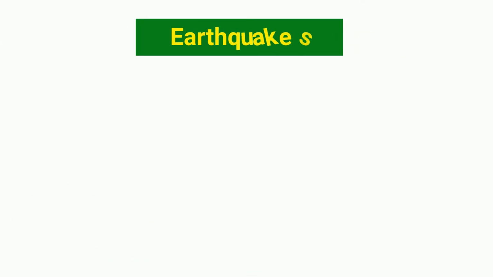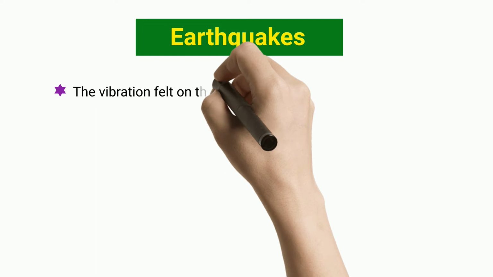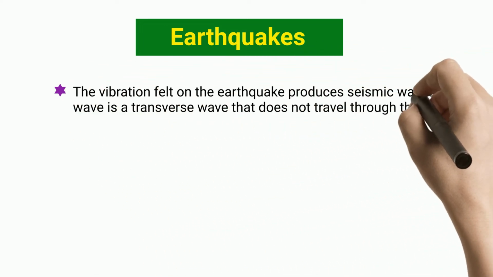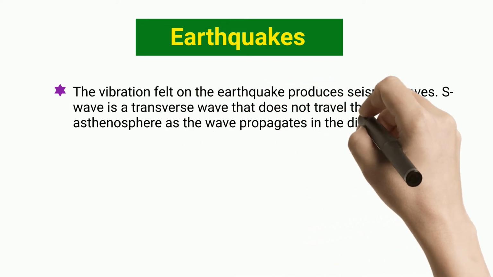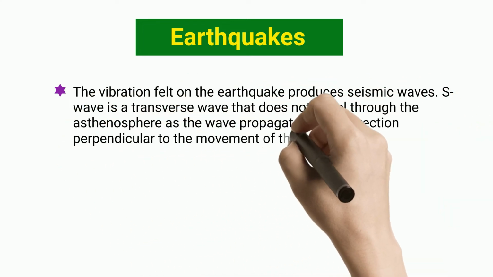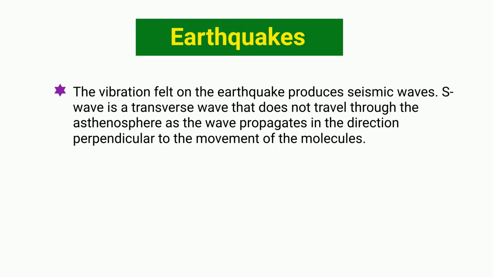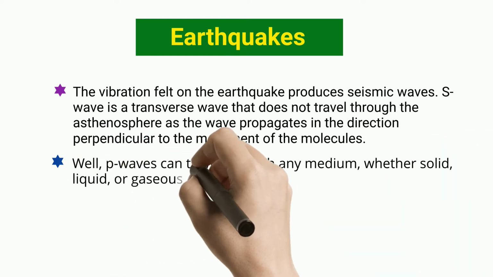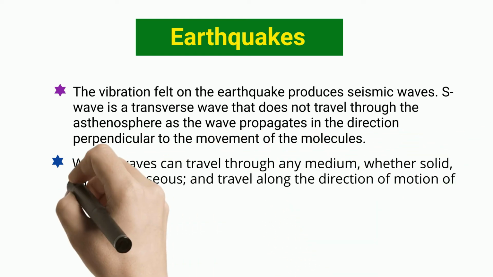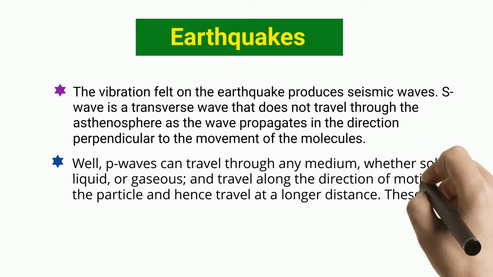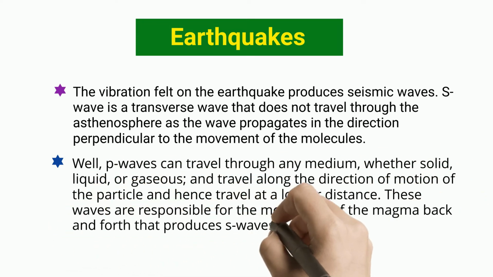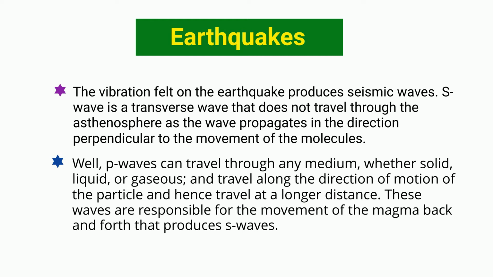Earthquakes. The vibration felt in an earthquake produces seismic waves. The S-wave is a transverse wave that does not travel through the asthenosphere, as the wave propagates in the direction perpendicular to the movement of the molecules. Whereas P-waves can travel through any medium, whether solid, liquid, or gaseous, and travel along the direction of motion of the particles and hence travel a longer distance. These waves are responsible for the movement of the magma back and forth that produces S-waves.